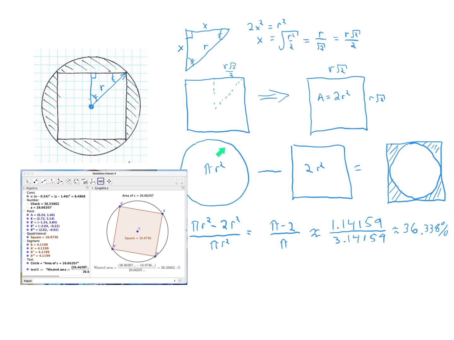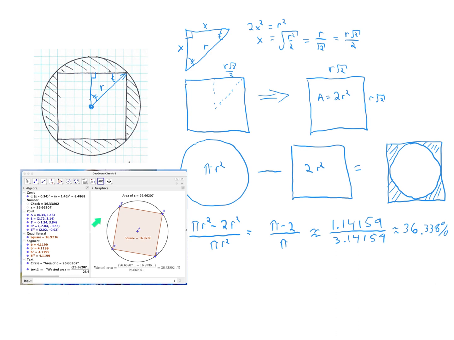So then for your little shaded area, you take the whole area, pi r squared, subtract the square, and you'll end up with the shaded area as my illustration shows. So then the full circle minus the square, divided by the full circle, and the r squareds cancel. So you have pi minus 2 over pi. Pi is about 3.14159. Take away 2, you get 1.14159. Divided by pi is about 36.338%. So there's your answer.